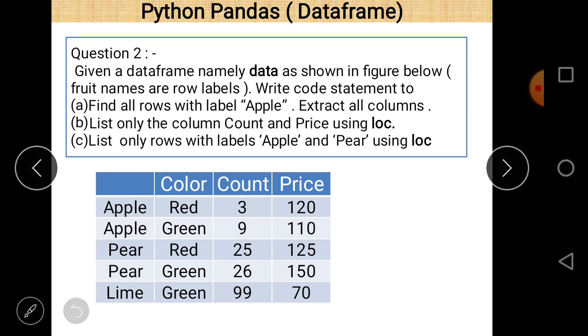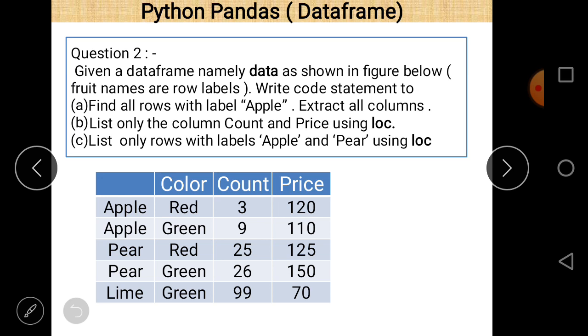For question number 2, it says that given a data frame, namely data, so the name of the data frame is data as shown below. There is a data frame in which we can see that there are 3 columns, color, count and price, and there are 5 rows, apple, pear, and lime.